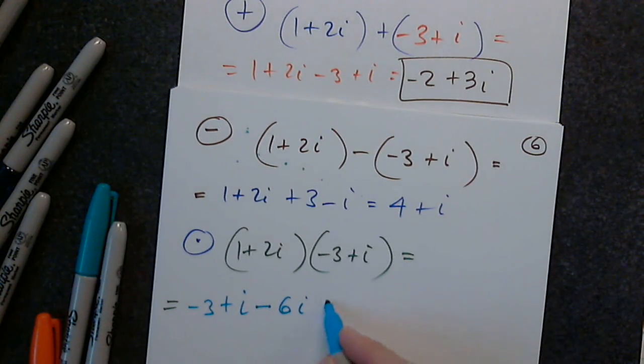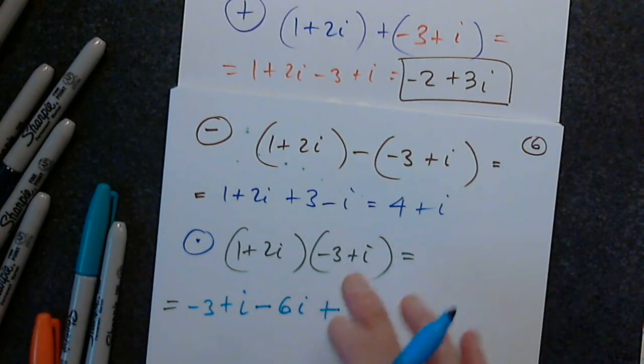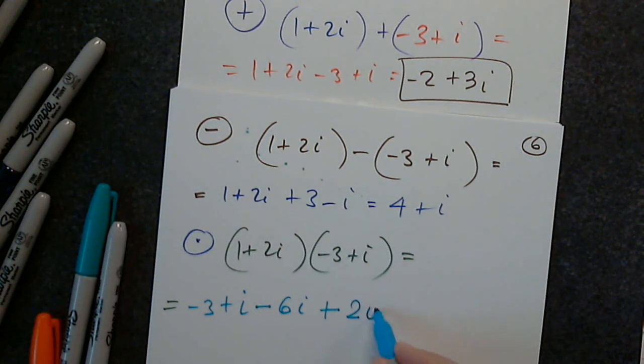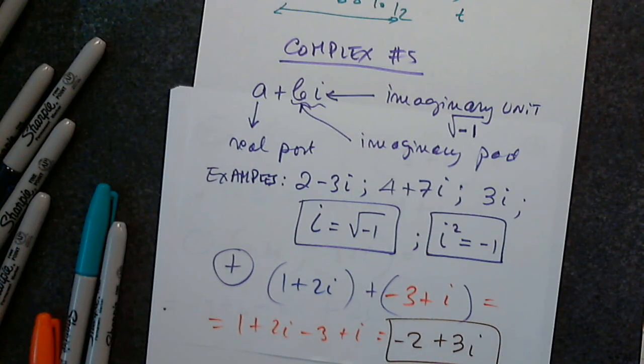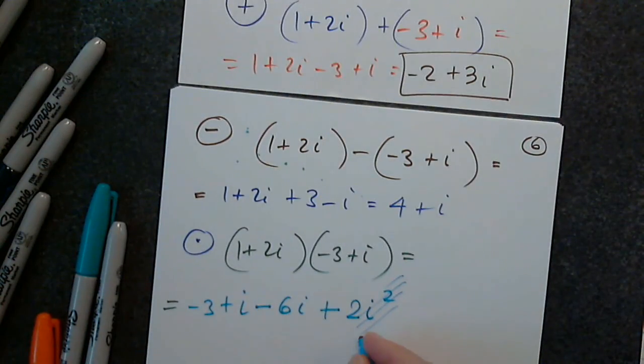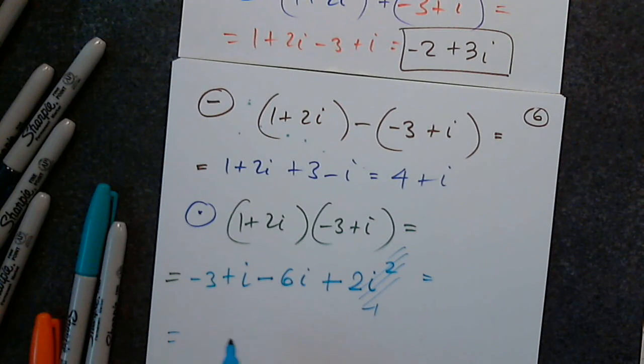Excellent. Now careful. Plus 2i times i. 2i squared. Excellent. What did we say about i squared? Because I need to replace it. Excellent. Good. Very good. So then I have negative 3. I have i minus 6i. What do I get? Excellent. And I have 2 multiplied by negative 1.